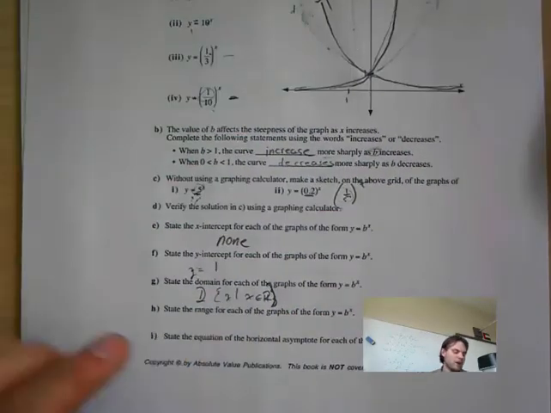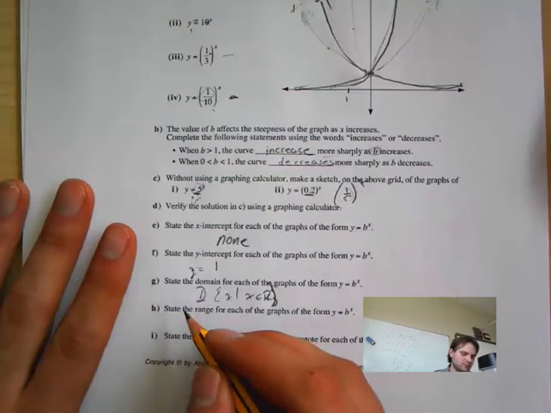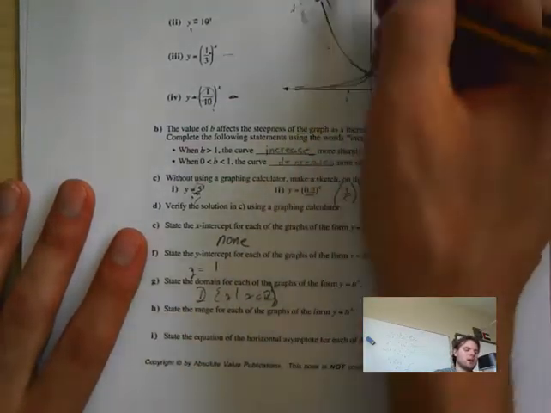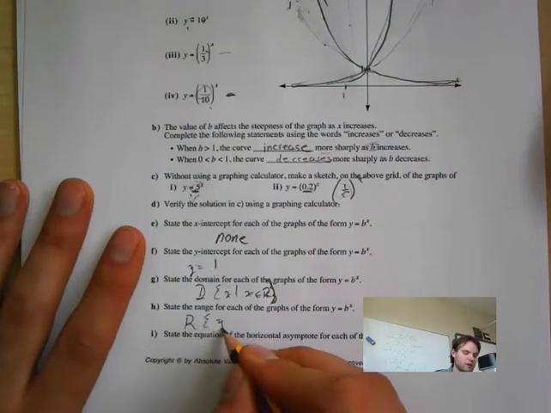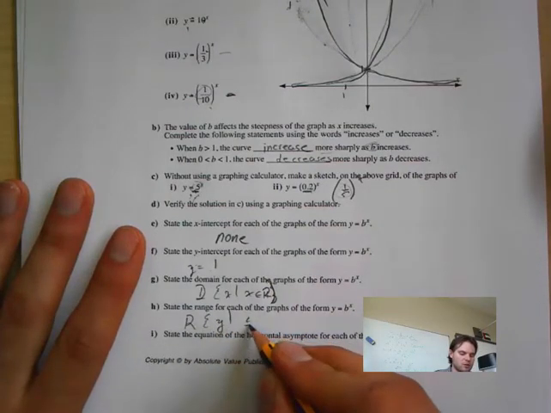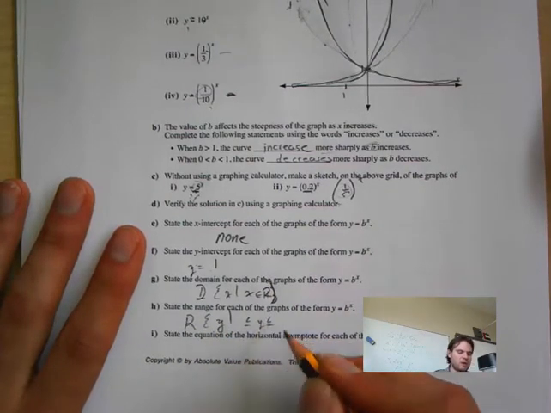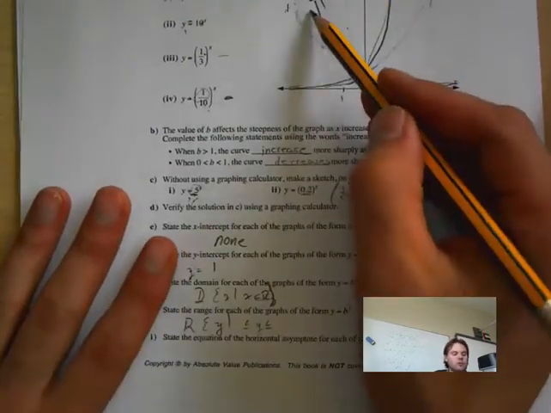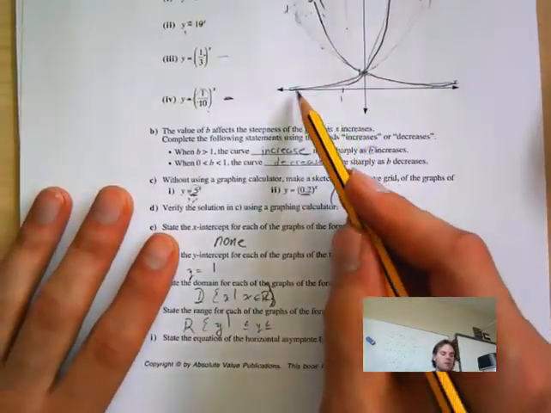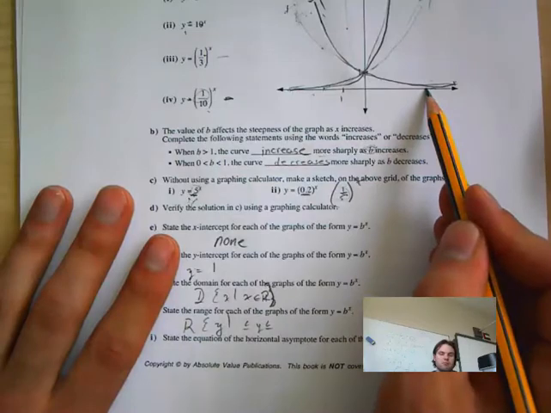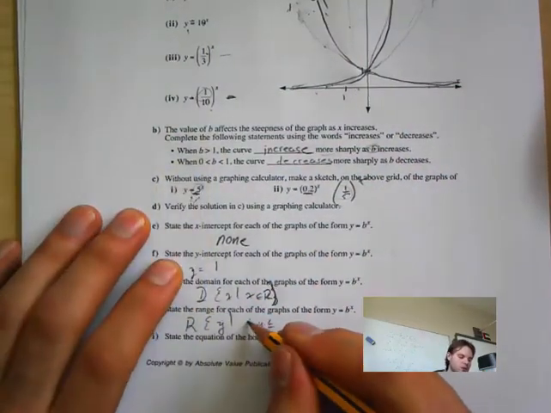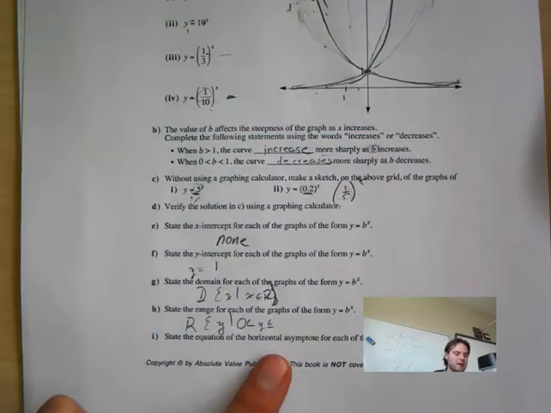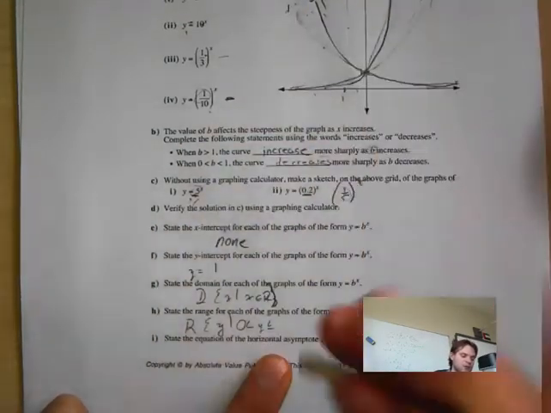Now stating the range. So my range is my up and down. So we're looking at y. Now looking for the y's for both of these. Is there a minimum? For both of them, the minimum is 0, and it cannot equal 0, so I'm just going to make it not equal to 0. And then, is there a maximum? No, there's no maximum. It goes up forever.